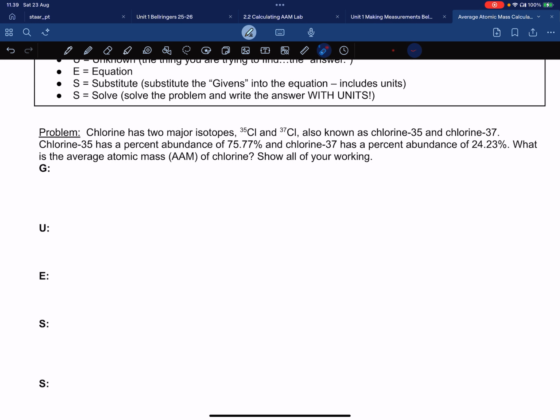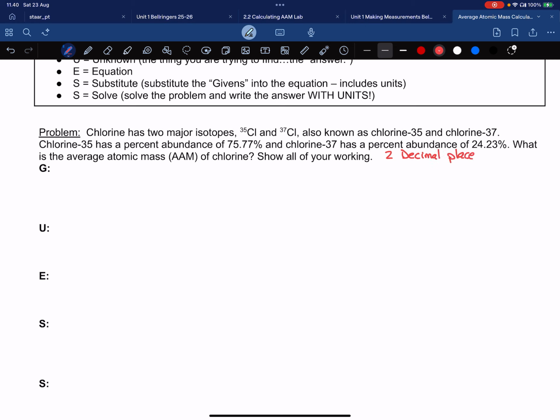All right, so time to read the problem. Chlorine has two major isotopes, chlorine 35, which weighs 35 AMU, chlorine 37, which weighs 37 AMU. So chlorine 35 has a percent abundance of 75.77%, chlorine 37 a percent abundance of 24.23%. What is the average atomic mass of chlorine? Show all your working. And in the end, we will report to 2 decimal places.